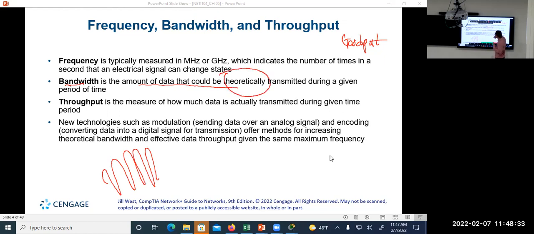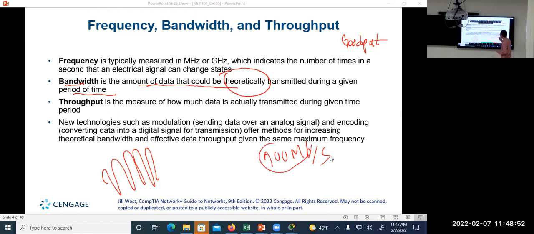Theoretically, here, transmit during the given period of time. So think about the bandwidth. You talk about fast internet here. Normally you talk about 1 megabit per second. So what is it? It measures the amount of data.